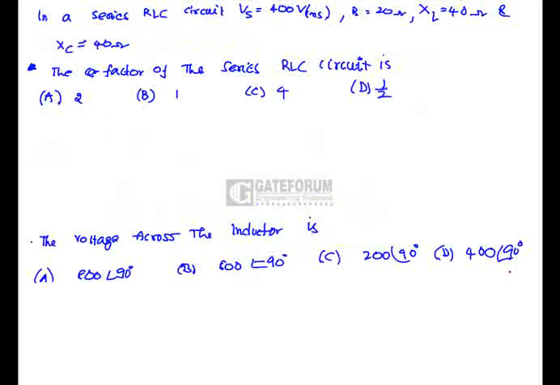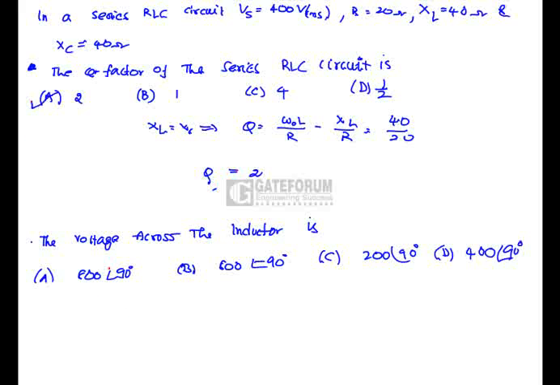RLC circuit, Vs is 400 volts, which is the RMS value, R equals 20 ohms, inductive reactance is 40 ohms, and capacitive reactance is 40 ohms. We have to calculate the Q factor of the series RLC circuit. Here the data itself they have given as XL equals XC. That means the circuit is at resonance. In that case, the Q factor is omega naught L by R. Omega naught L is nothing but XL, so XL by R, 40 divided by 20, which equals 2. That is option A is correct.